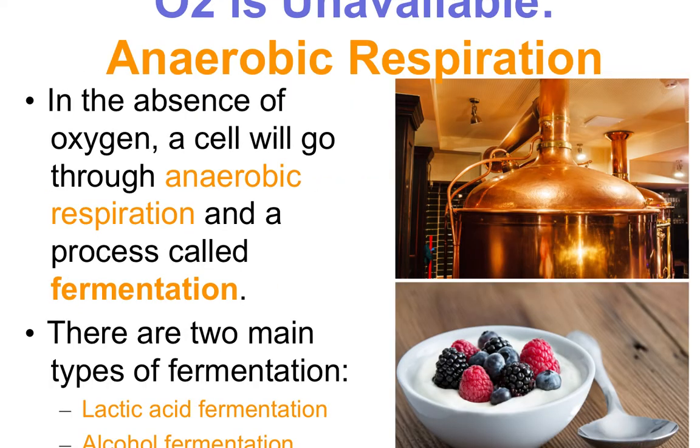Okay, so what happens if oxygen is not available? Then we're going to go through a process of anaerobic respiration. Anaerobic, in the absence of oxygen, the cell is going to go through a respiration process, and we typically call that fermentation. That's the name that's usually given in reference to plants, mostly. Going through fermentation means that they're respiring, there's cellular respiration, but oxygen's not available.